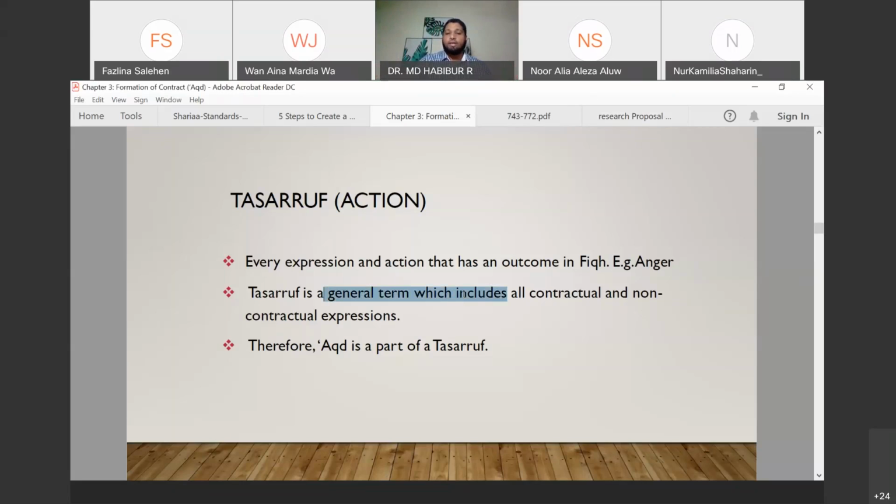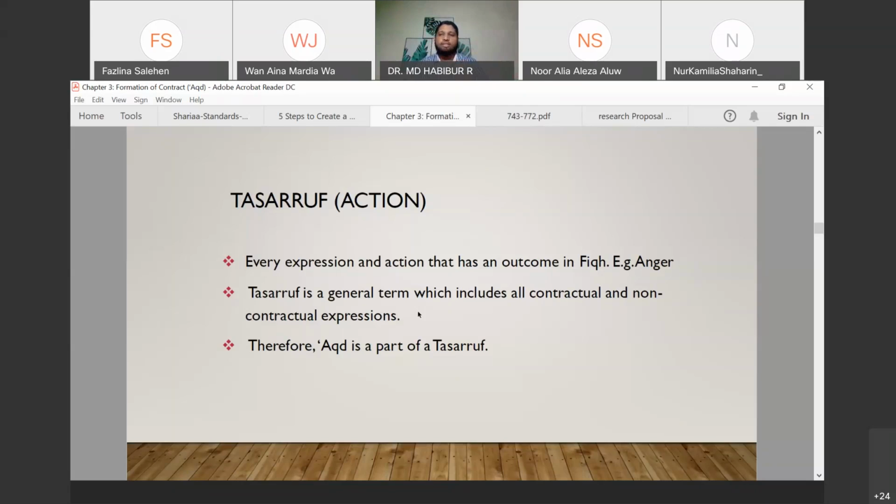So tasarruf is a general term, and includes all contractual and non-contractual expression. It means anything we do is tasarruf. But aqad is not anything we do. Aqad is a contractual agreement that creates the obligation. But tasarruf sometimes creates obligation, sometimes not. Tasarruf could be contractual, could be non-contractual. For example, I'm reading. This is my work, so there is no contract. All right, so this is also tasarruf. So tasarruf is general, and aqad is specific compared to tasarruf.